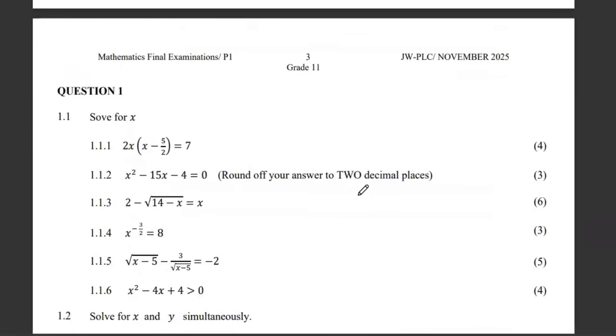1.1.1. I want us to solve for x. So 2x into (x minus 5) over 2 equals 7. Step number 1, we need to open up this bracket and create a standard form. So that's going to be 2x squared minus 5x. Let's move the 7 that side, is equal to 0.